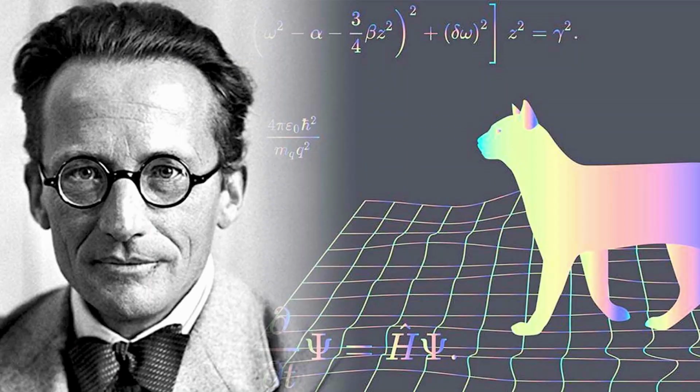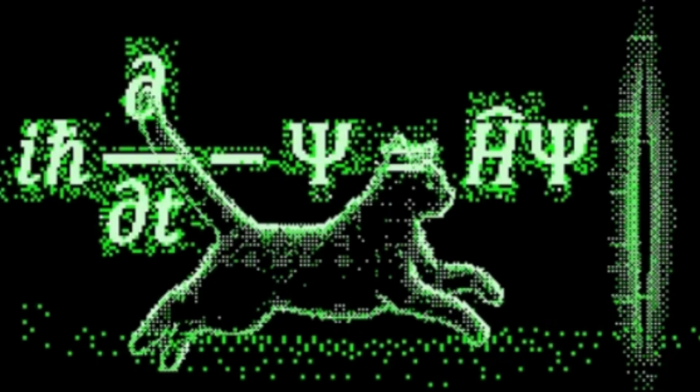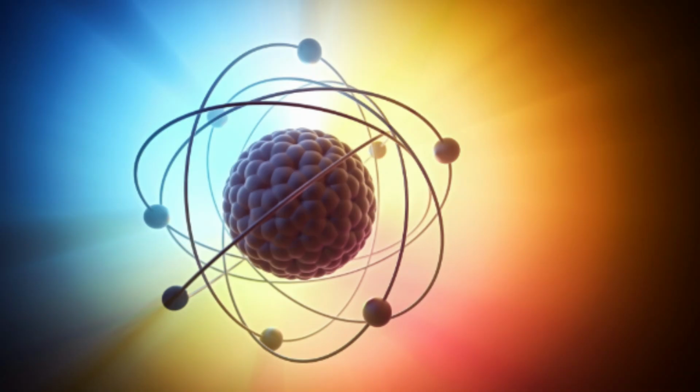It's named after the Austrian physicist Erwin Schrödinger, who first formulated it in 1925, one of the most accurate theories of how subatomic particles behave. The equation is a cornerstone of modern physics and plays a central role in understanding the behavior of particles at the atomic and subatomic levels.